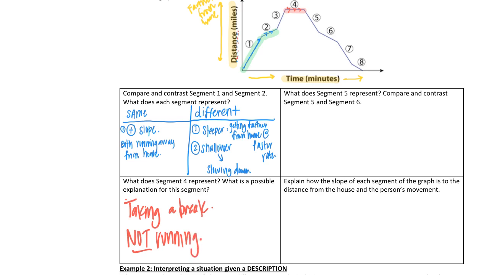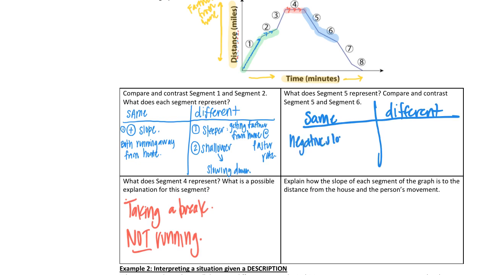Now let's take a look at segments 5 and 6. We're going to compare and contrast them just like before. How are they the same versus how are they different? And check this out. They're the same in that they both have a negative slope. The negative slope means that time is increasing, but what is happening to their distance from home? It's going back down. So in both of them, they are running home.